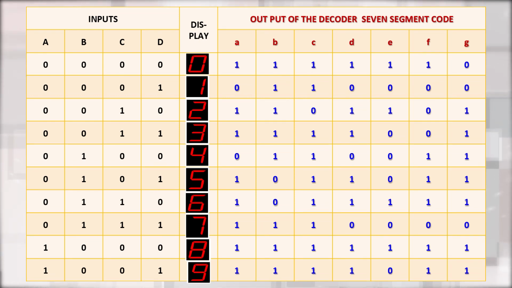For input 6, the b is only 0 and all others are high. For 7, the a, b, c are high, and all others are at logic 0. For input 8, all are high, and for input 9, only e is 0, all others are high.